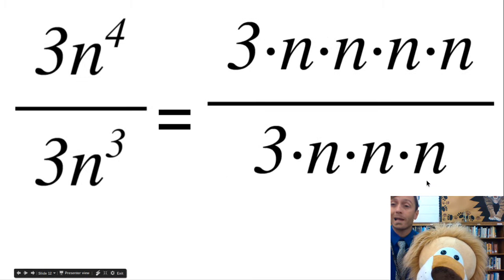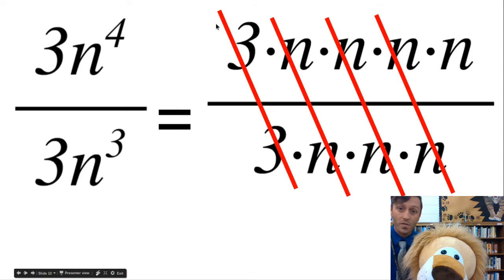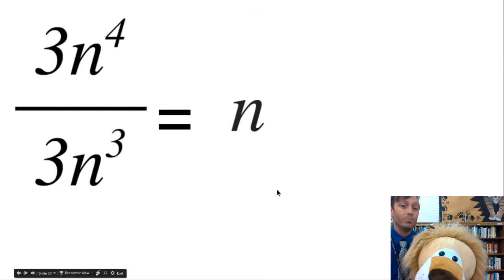Right? And like terms on the top and bottom of a fraction cancel each other out. So our 3's cancel out and 3 pairs of n's, leaving me with n on the top and nothing on the bottom, meaning that our answer for 3n to the fourth divided by 3n to the third is just n.